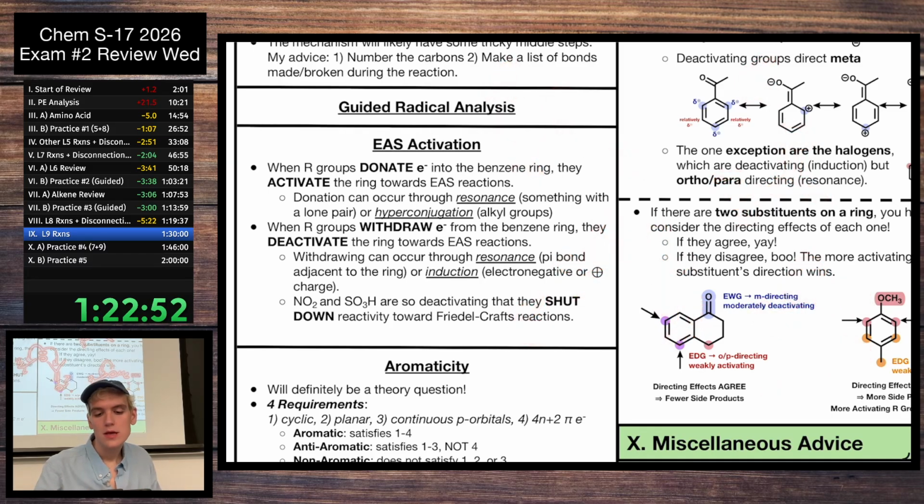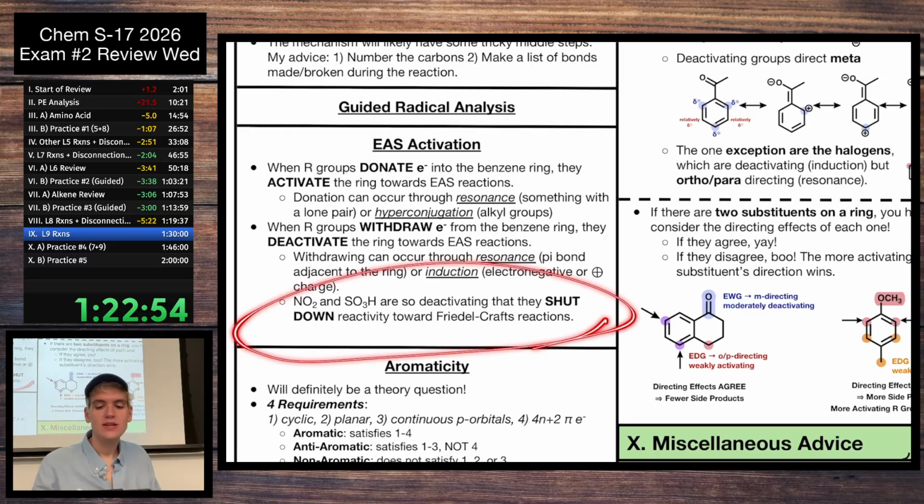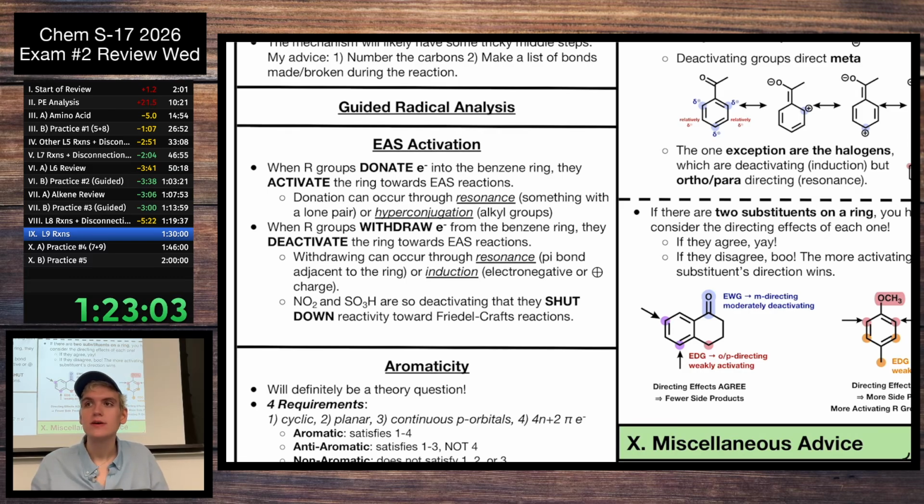Cool. The other thing with activation is remember that nitro groups and sulfonic acid groups are so strongly deactivating that you can't do Friedel-Crafts. You can do other things. You can do brominations, you can do sulfonations, another nitration, but you can't do Friedel-Crafts after you add that on.